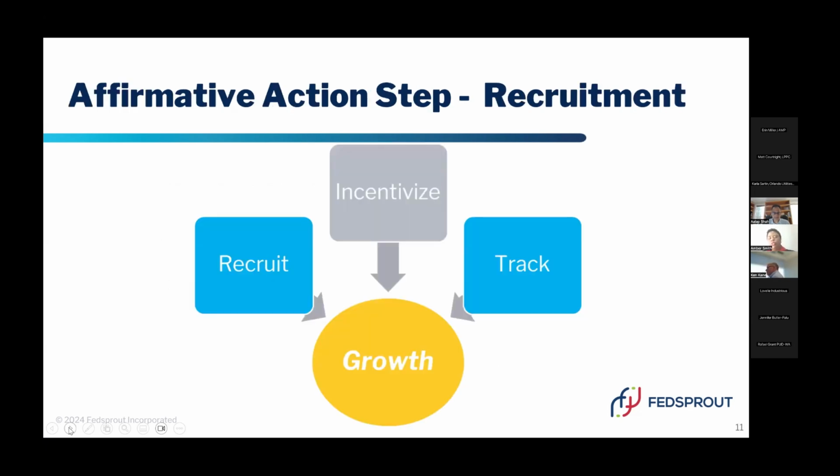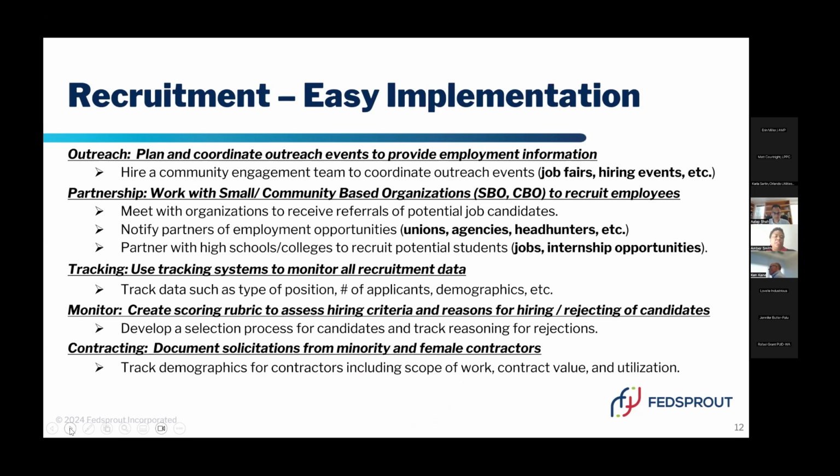Now, as we get more into recruitment, these are the three things you want to remember: recruit, incentivize, and track your efforts. If you do that, you will definitely see growth in your processes. Now, let's go a little deeper into this. Outreach. One of the easiest things you can do to implement recruitment is do outreach activities, and one of the easiest ways to do this is to hire a community engagement team.